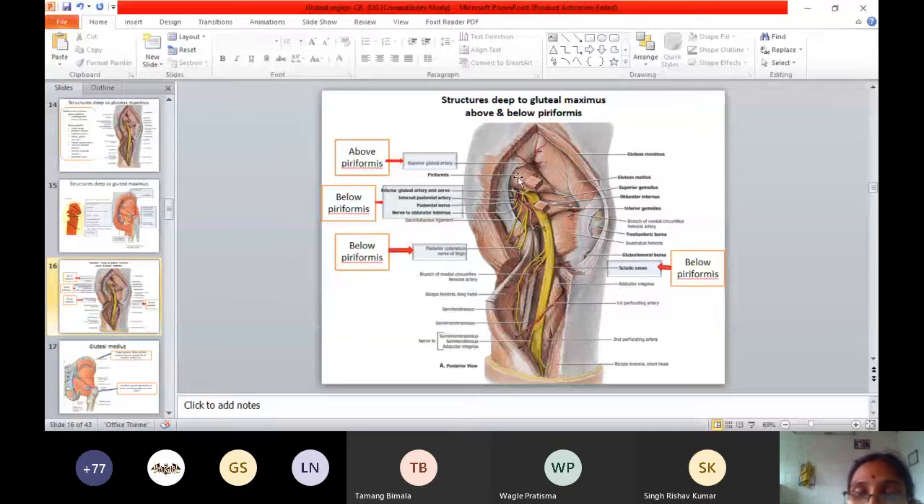Another important one is to identify the key muscle, piriformis, and the tail question will be to enumerate the structures passing above and below it. So you have to just enumerate the structures lying above the piriformis and below the piriformis in the gluteal region, deep to which muscle? Gluteus maximus. Are you confident?